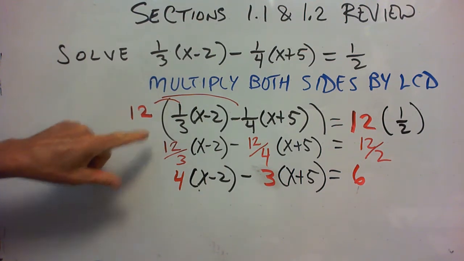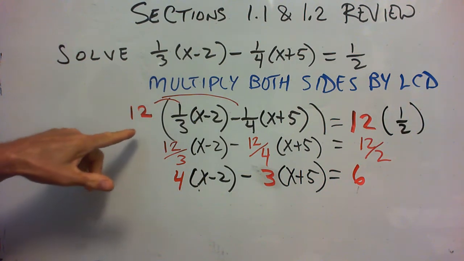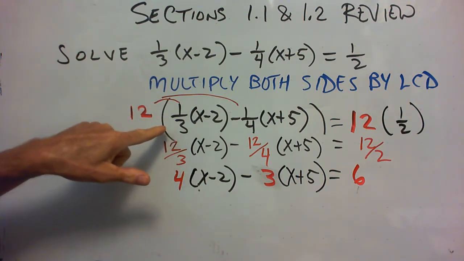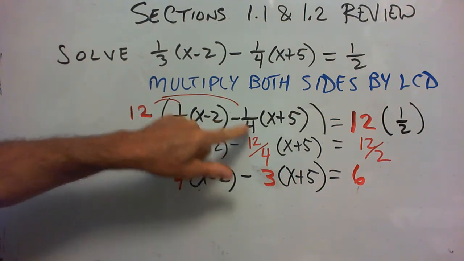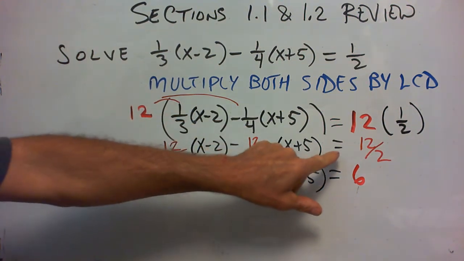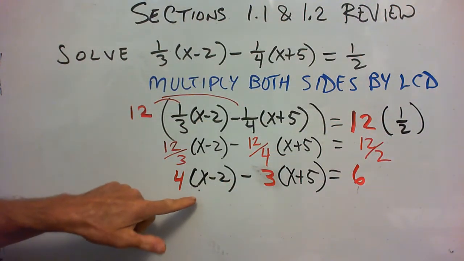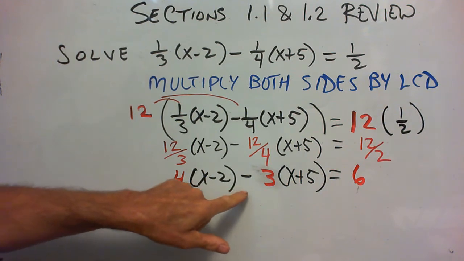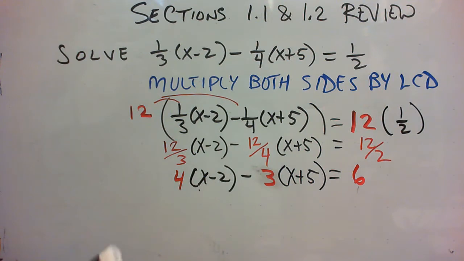So when you multiply both sides by the least common denominator, which in this case is 12, and you distribute, on the left side you end up with 12/3 times x minus 2 minus 12/4 times x plus 5. On the right side you get 12/2. And that simplifies to this equation, 4 times the quantity x minus 2 minus 3 times the quantity x plus 5 equals 6. So now you just distribute, combine like terms, and solve, and it ends up being a fairly simple problem.